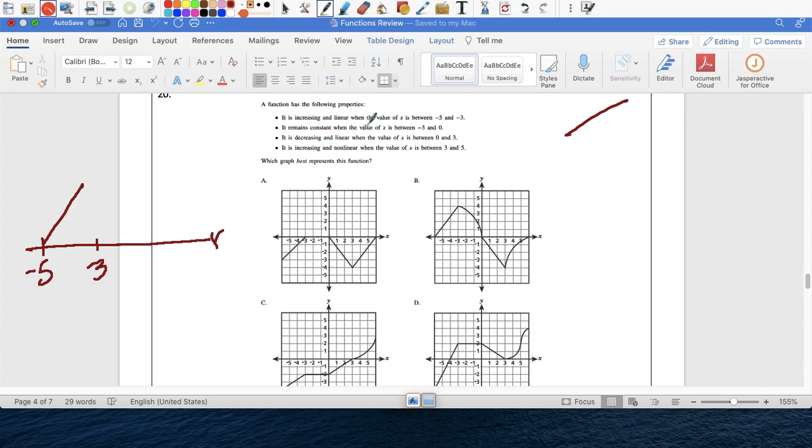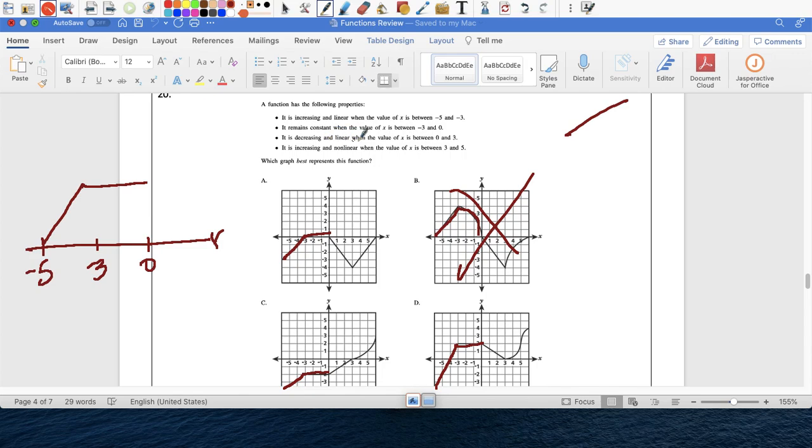It remains constant when the value is between -3 and 0, so the speed is not increasing or decreasing. It's constant, meaning it's the same. So A was increasing, I'll put a little line, and then same speed, so that's okay. B was increasing, and then it was decreasing, so B is gone. C was increasing, and then constant, same speed. D is increasing, and then same speed. So far, A, B, and C is good.